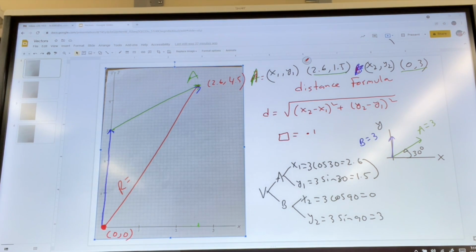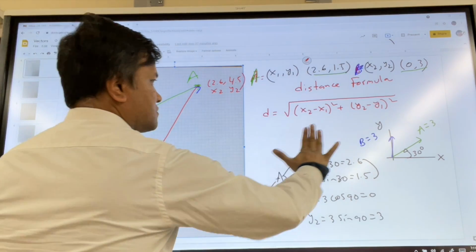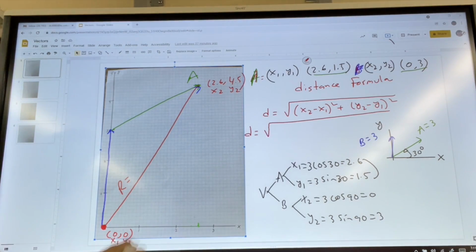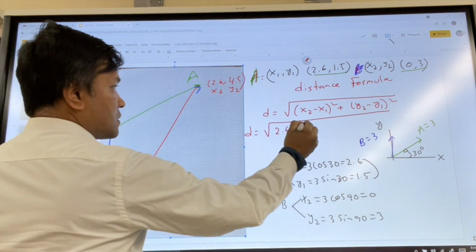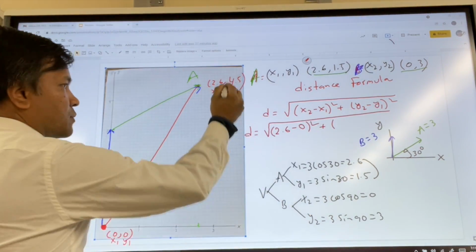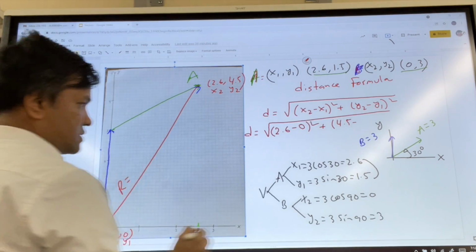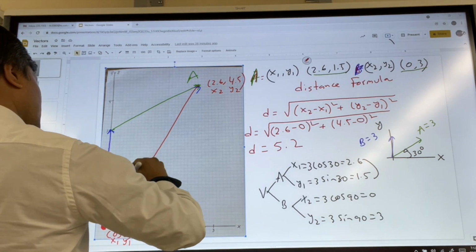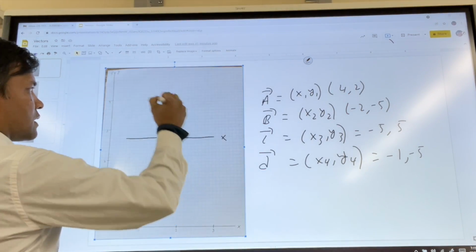So let's see. I have 2 points. This is x1, y1. This is x2, y2. All right. So distance is x2 minus x1. What is x2? x2 is 2.6 minus 0, squared, plus y2, 4.5 minus y1, 0, squared. So d is equal to 5.2, and we know that this is 60 degrees. And we're going to call x and y.